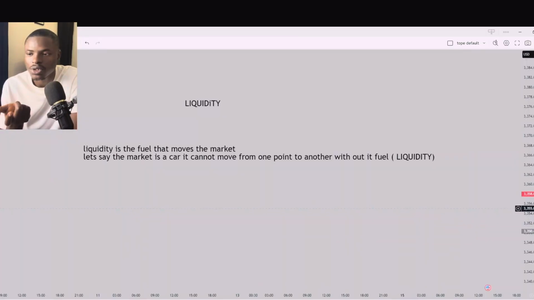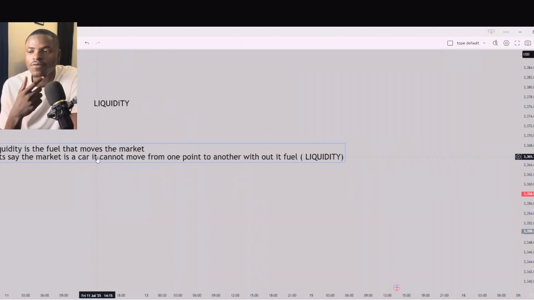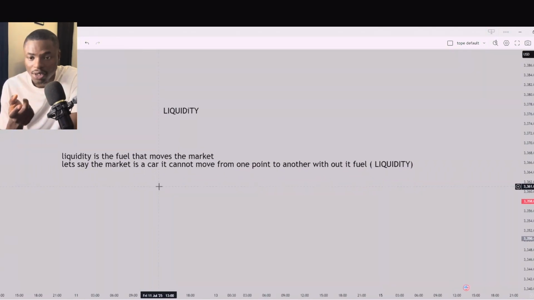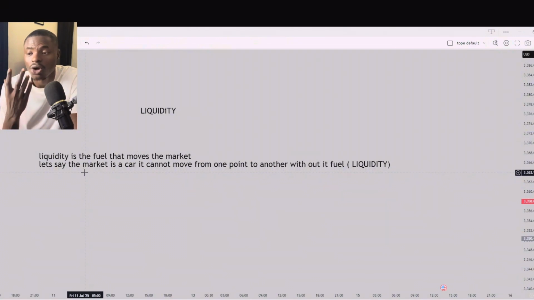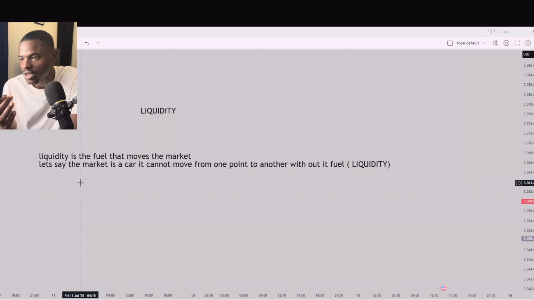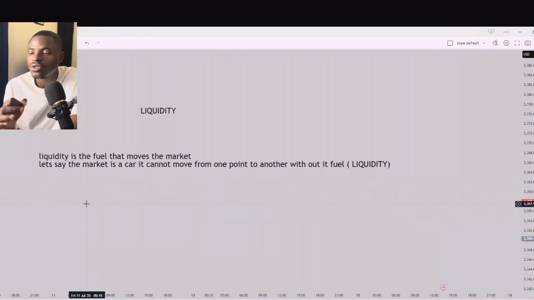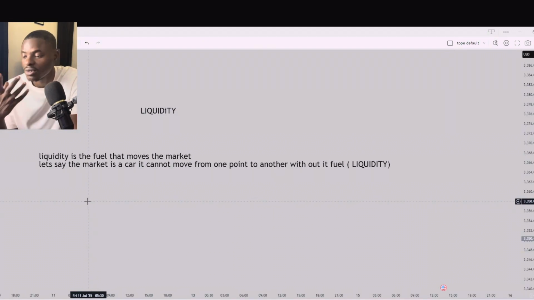What is liquidity? Liquidity is the fuel that moves the market. For example, let's say the market is a car. It cannot move from one place to another without taking out liquidity. For the market to move from point A to point B, it needs to take out liquidity. Liquidity is like the fuel that moves the market. The market needs liquidity for movement. If we are going to start buying, we need to take out liquidity. If we are going to start selling massively, we need to take out liquidity.